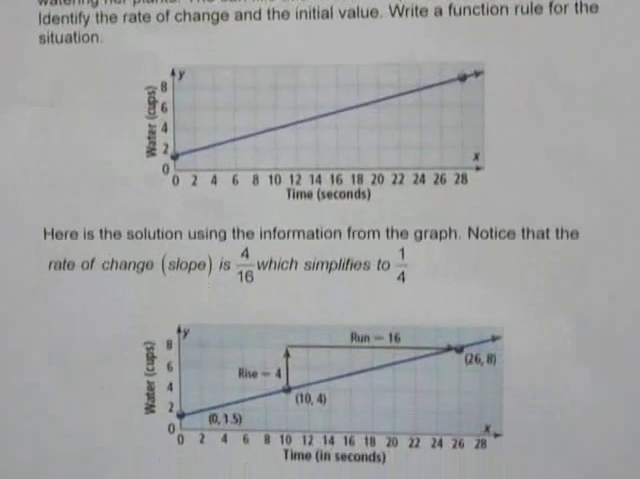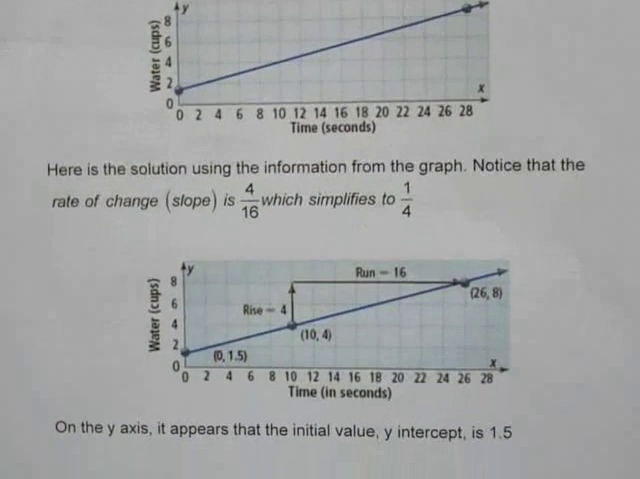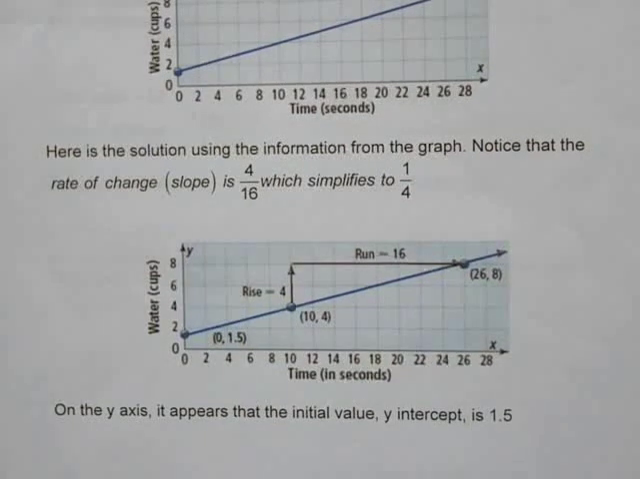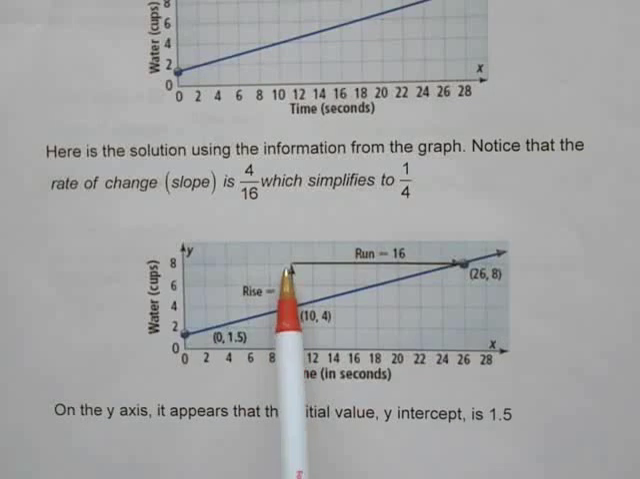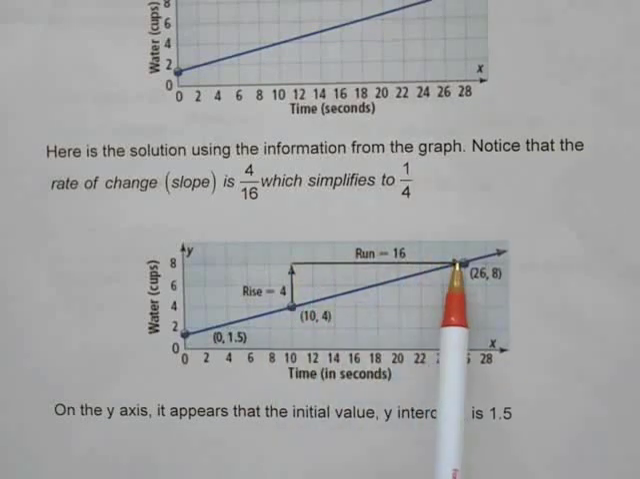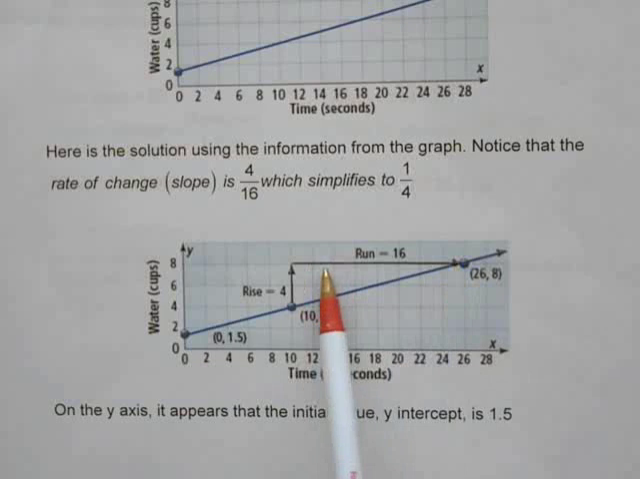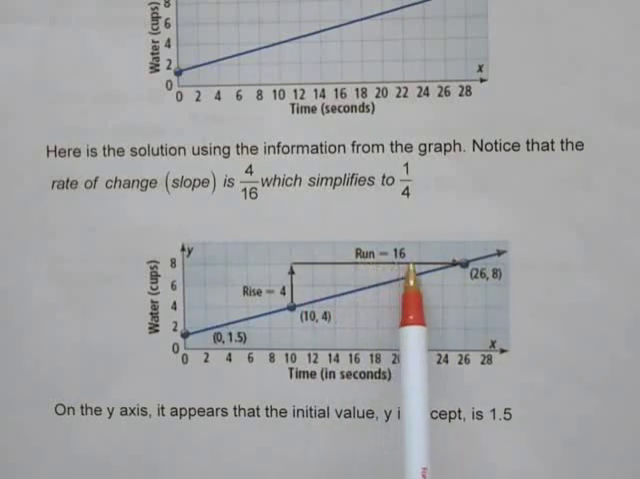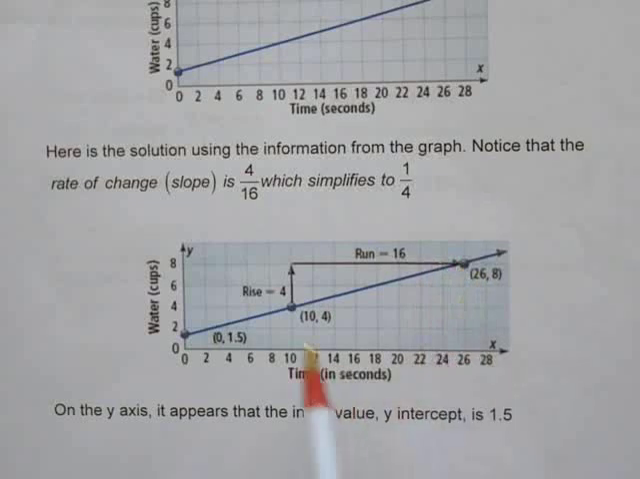All right, so here is the solution using the information from the graph. Notice that the rate of change here is 4/16, which simplifies to 1/4, right? We are here at 0, 1.5, and we are going up to this point here. This is the first point we can really see what's going on, and this is the point of 10 cups in 4 seconds. And we're going to rise up 4, and we're going to run out here 16. And when we say 16, we're counting over here, I believe, by 2s. So 2, 4, 6, 8, 10, 12, 14, 16. And so there's our rise.